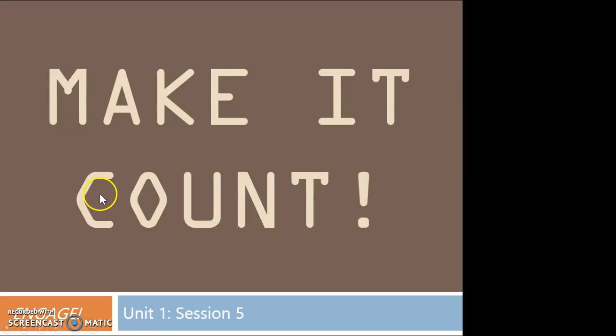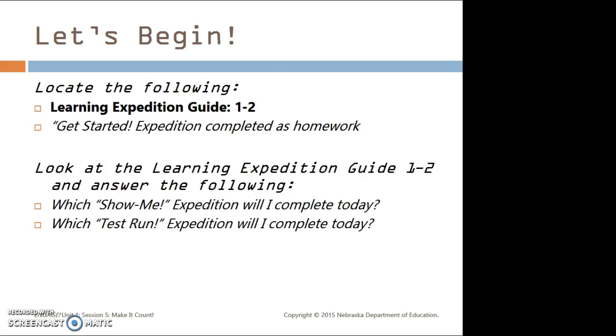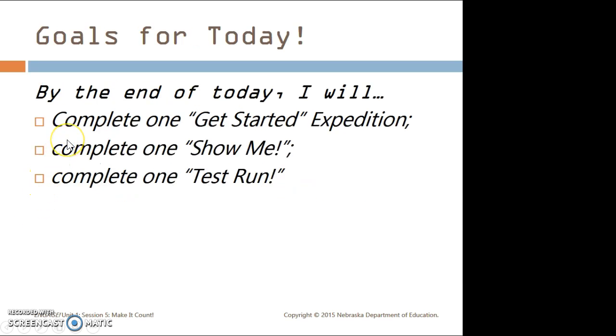Now that we've done a little bit of a recounting of what we've done so far in Engage, we're going to make it count. You're going to locate the following: Learning Expedition Guide 1-2. That would be in session 5, which is the next Get Started exercise in your handout. So, you will be doing 1 Get Started expedition, 1 Show Me expedition, and you'll complete 1 test run.